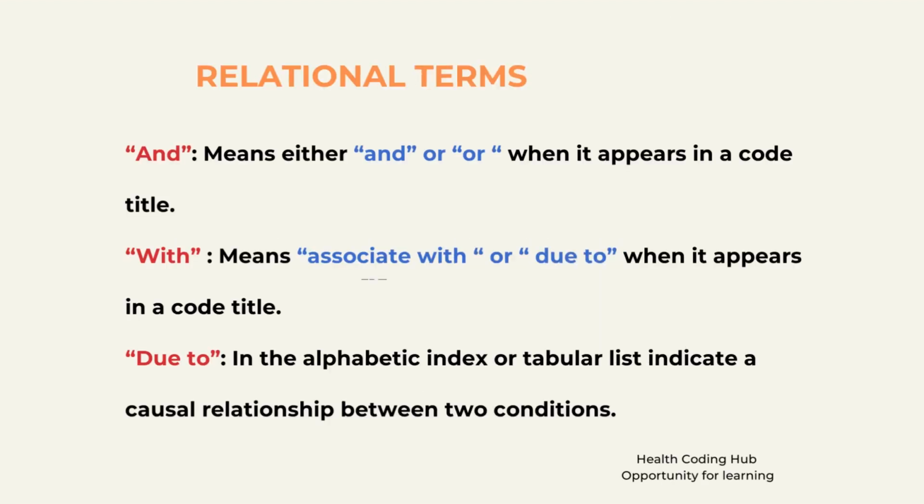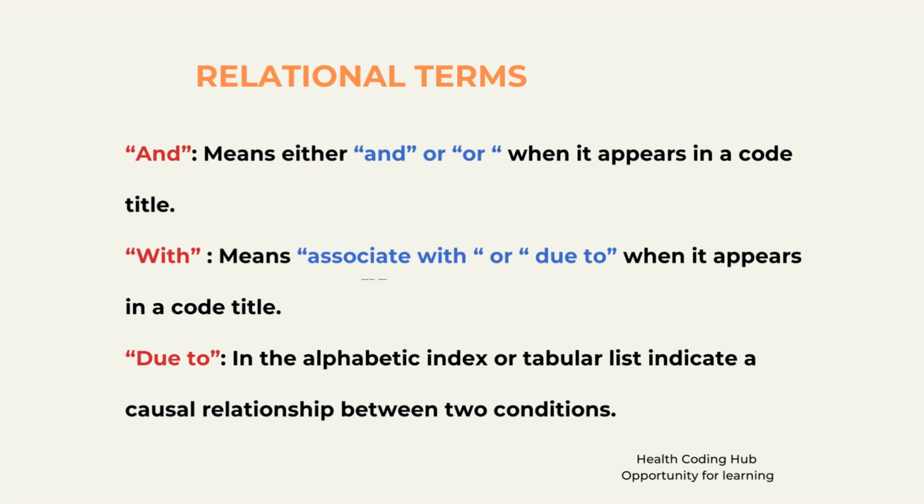Lastly, what are the relational terms? And means either and or when it appears in a code title. With means associated with or due to when it appears in the title. Due to in the alphabetical index or tabular list indicates a causal relationship between two conditions.